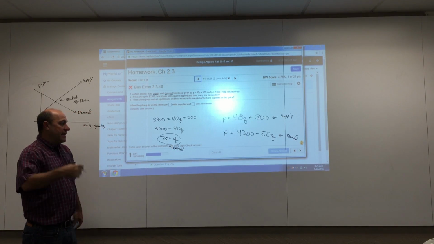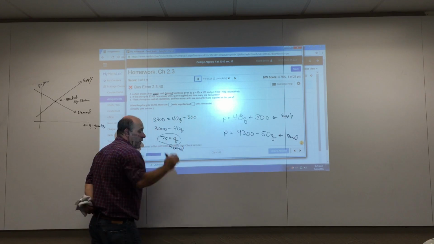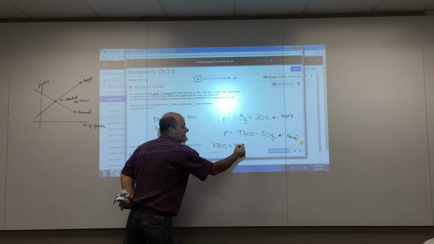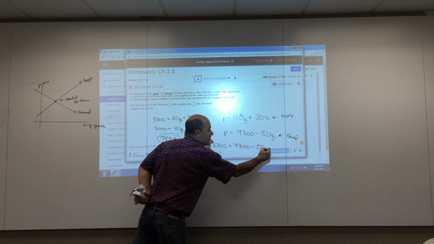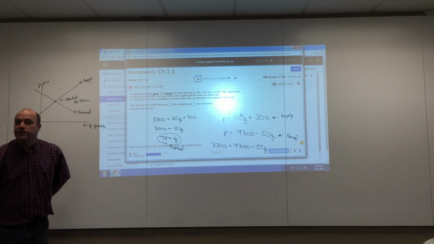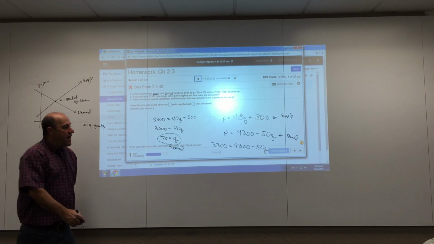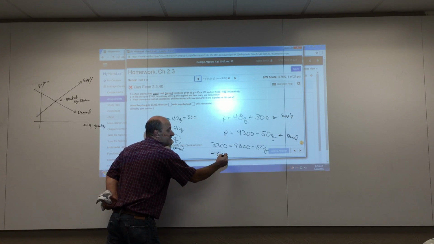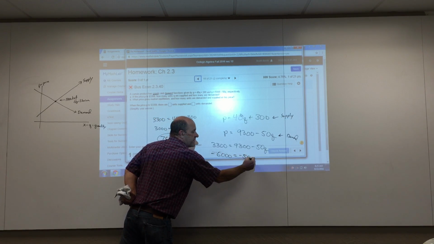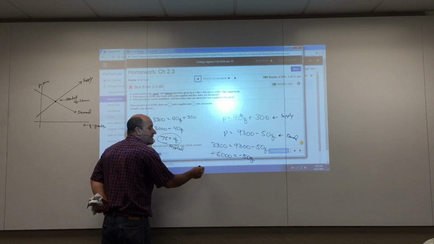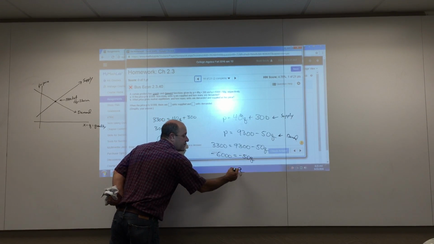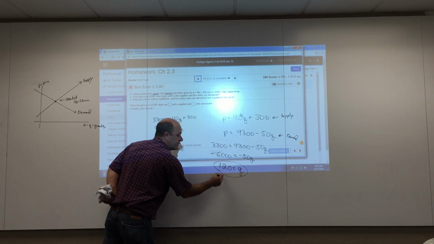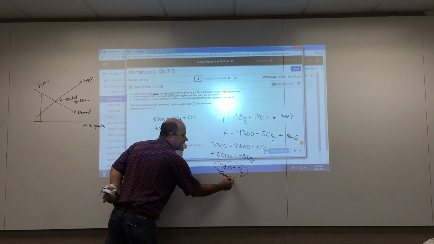Okay. Let's put the 3,300 into the demand equation. If we put 3,300 into this demand equation, then I'll try to solve for this Q. It's a different Q. I'm going to subtract the 9,300. If I subtract 9,300, I get negative 6,000 equals negative 50Q. I divide by negative 50. The negative signs cancel, and Q is 120. This is how much is demanded.